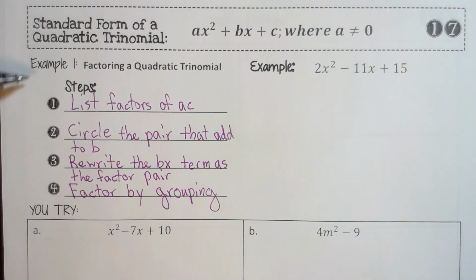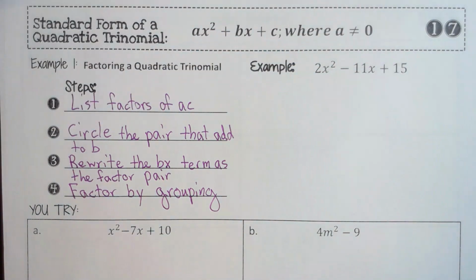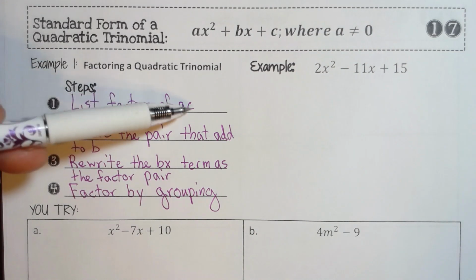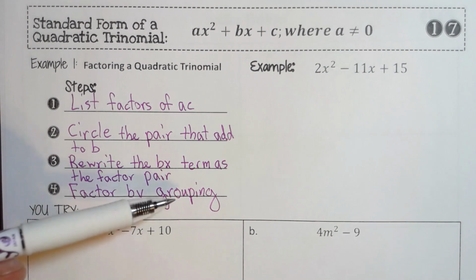I've already written down our first 4 steps here to factoring any quadratic trinomial. Trinomial, ooh, that means 3 terms. Here's an example. Number 1, we're going to list the factors of AC, A times C. 2, we're going to circle the pair that adds up to B. 3, we're going to rewrite the BX term as a factored pair. 4, we are going to factor by grouping.